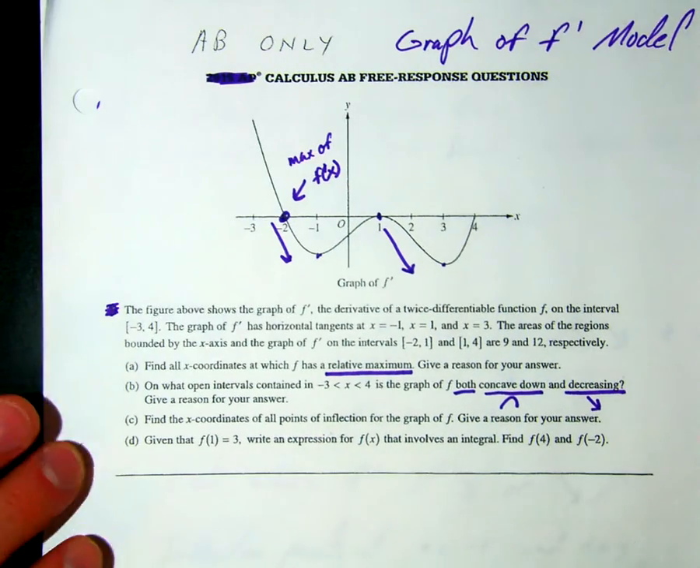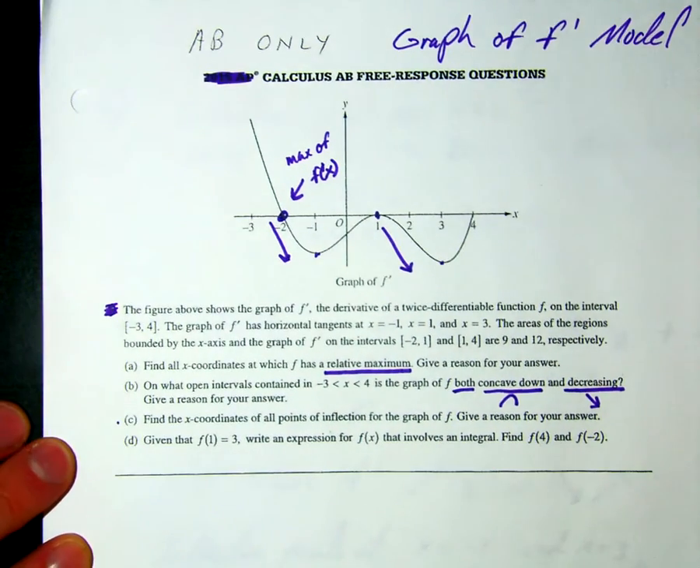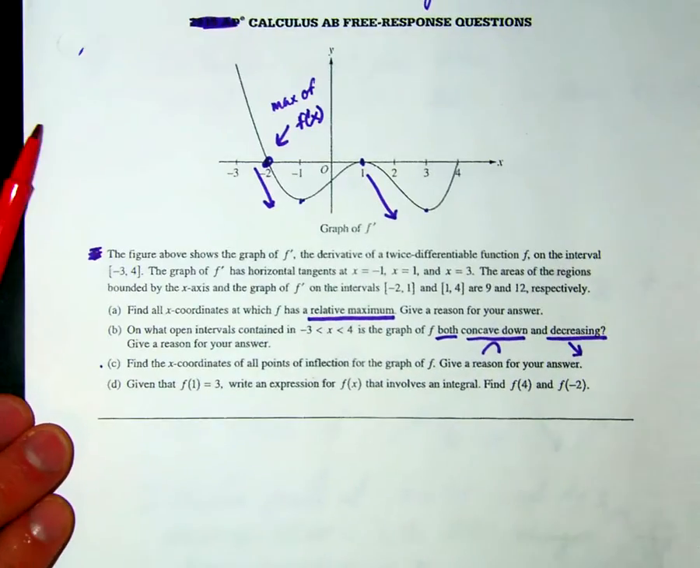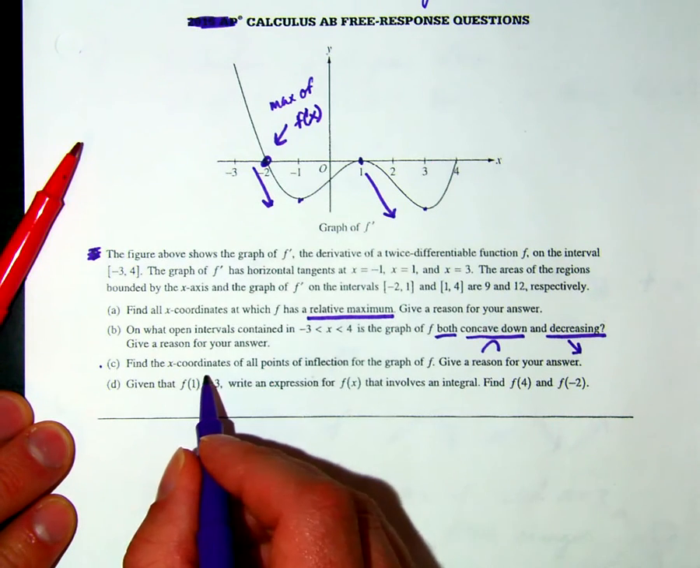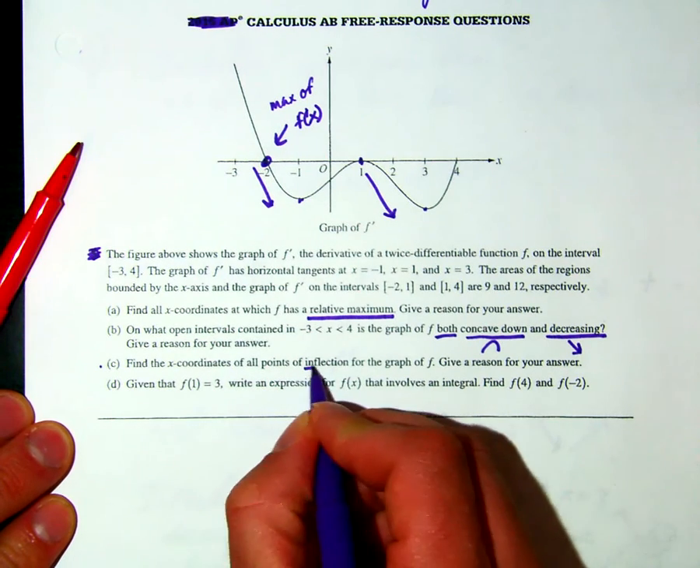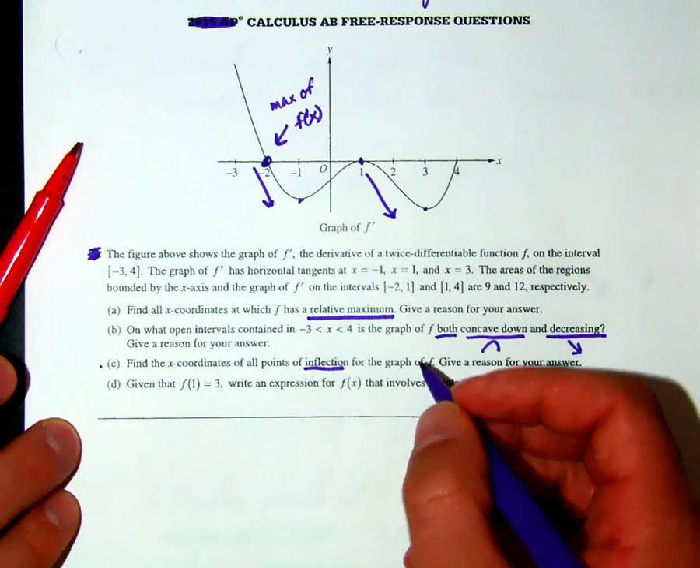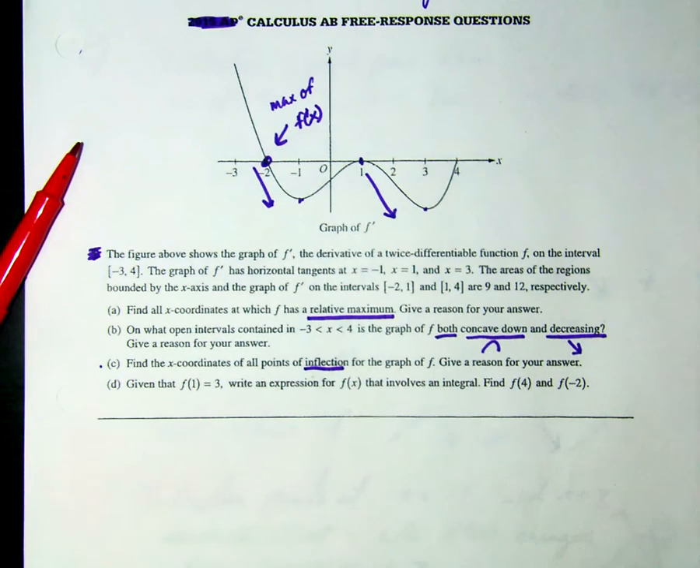All right, team, welcome back for Part C. Part C asks, find the x-coordinates of all the points of inflection for the graph of f. Give a reason for your answer.